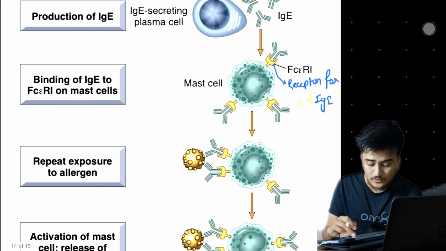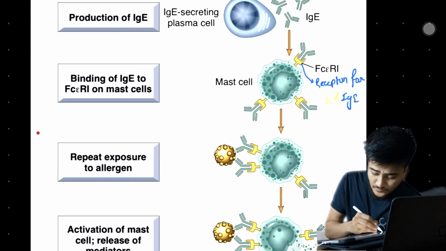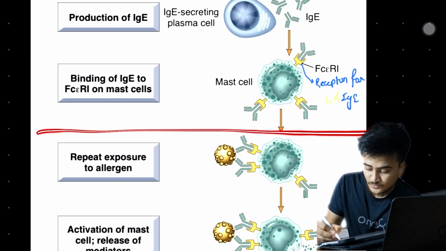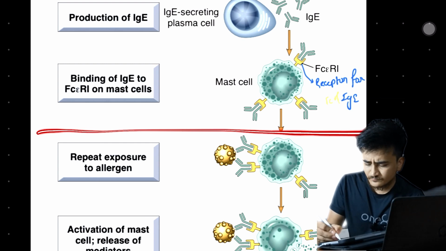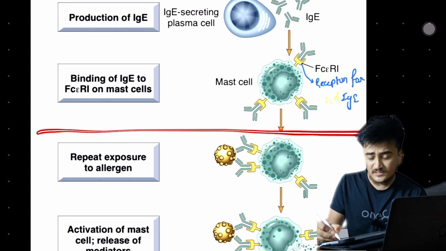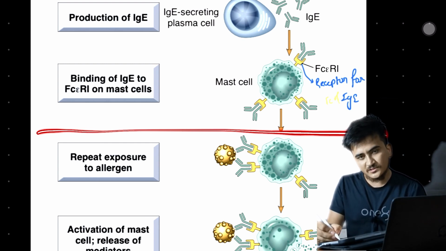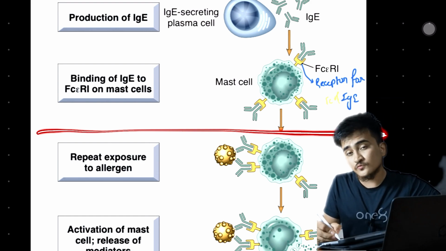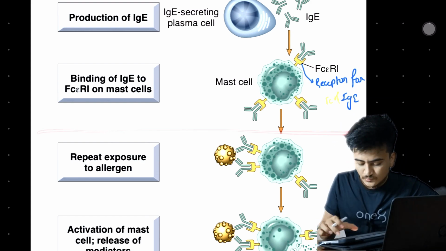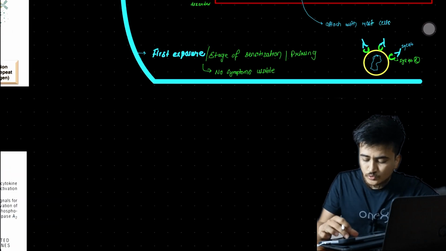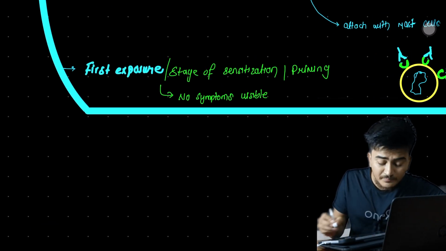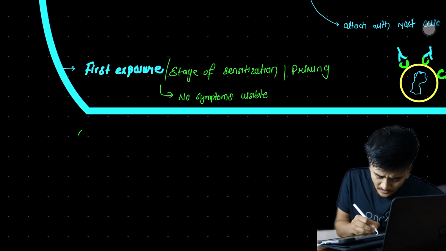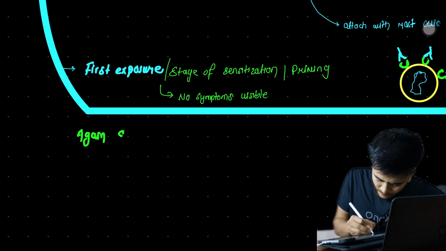Now, up to here, that was the condition of first exposure. What we were telling in the first exposure was the stage of sensitization, priming, and during this time there was no symptom in the body. Now we will go toward the condition in which there will be repeated exposure. Again the same antigen entering into the body.